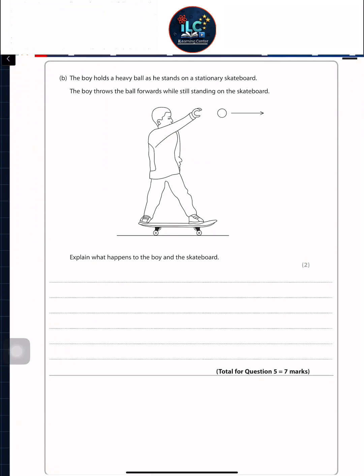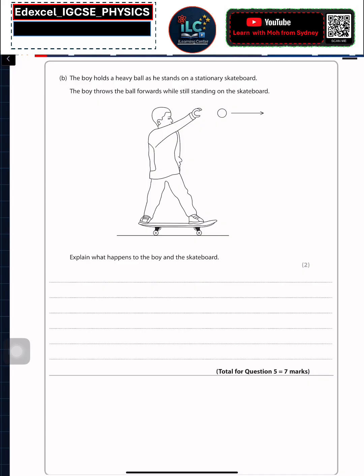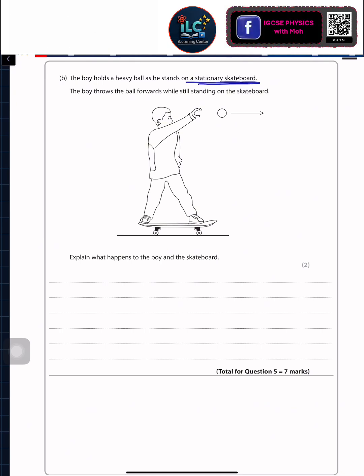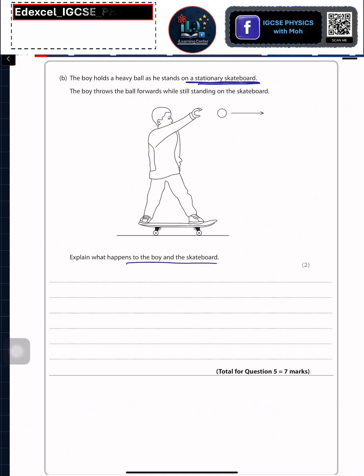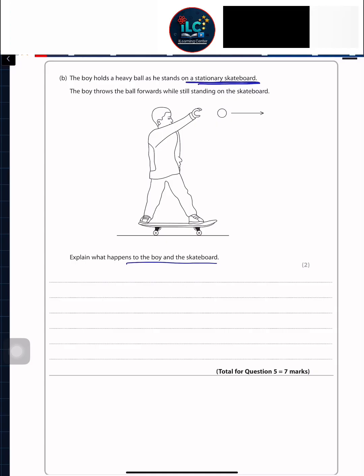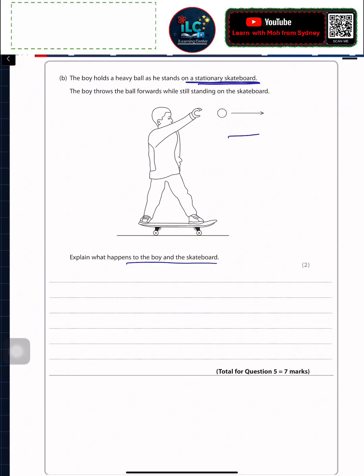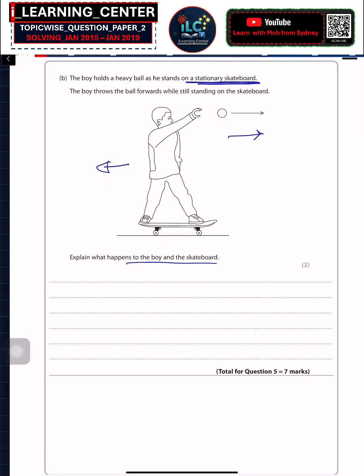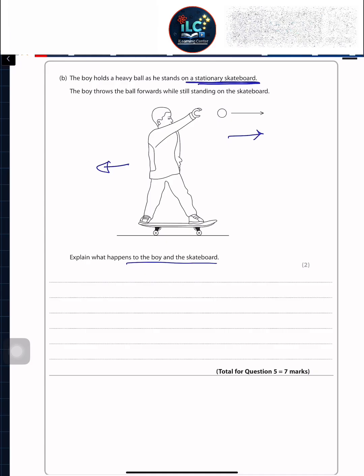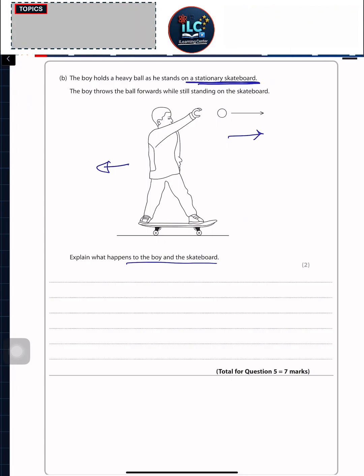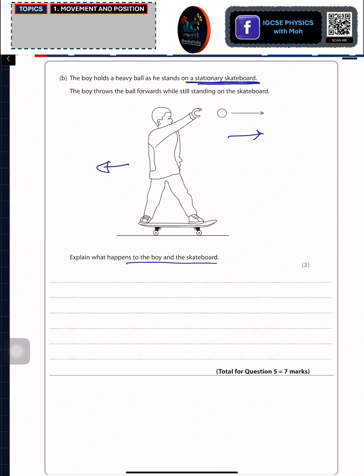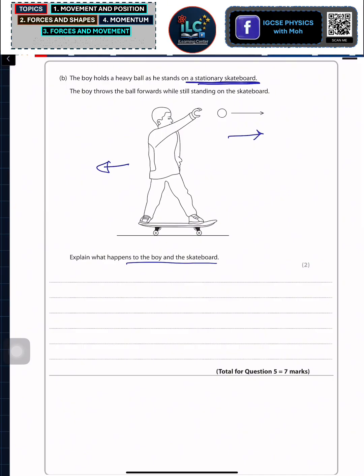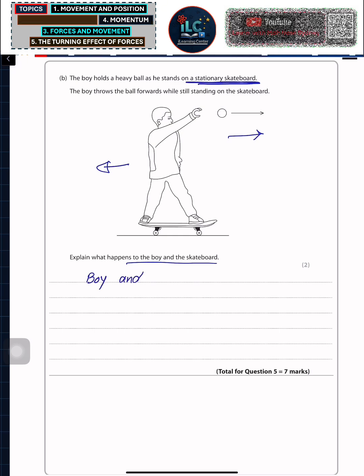The next question says the boy holds a heavy ball as he stands on a stationary skateboard. The boy throws the ball while he is standing on the skateboard. Explain what happens to the boy and the skateboard. So we have done this question before as well. Here conservation of momentum is applied. If the ball starts to move, the person will start to move backward. This is because of the third law as well, so you can explain it in any way. I'll go with the Newton's third law explanation, or you can just say the boy, because it's asking what happens, so you need to explain what happens to the boy. So I'll say the boy and the skateboard moves backward.